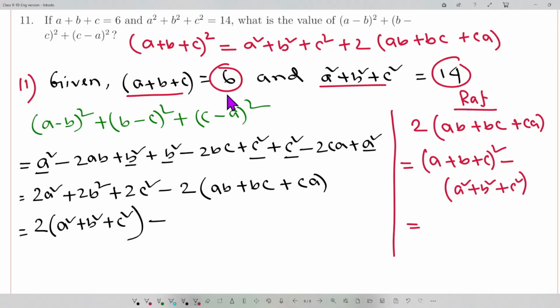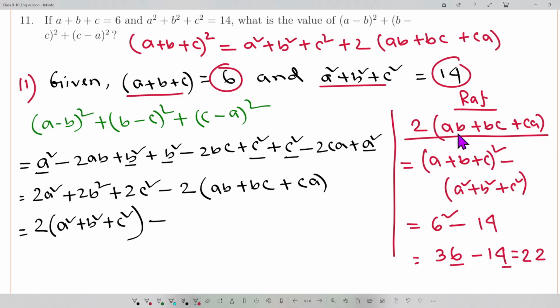a plus b plus c is 6, so 6 square minus (a square plus b square plus c square), which is 14. So 6 square means 36 minus 14 is what? 6 minus 4 is 2, 3 minus 1 is also 2, it means 22. What does 22 mean? It means 2 times (ab plus bc plus ca) is 22. So against this one we can write 22.